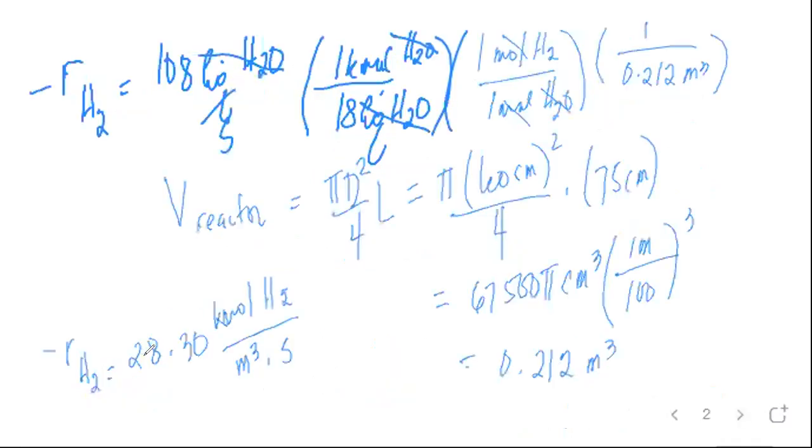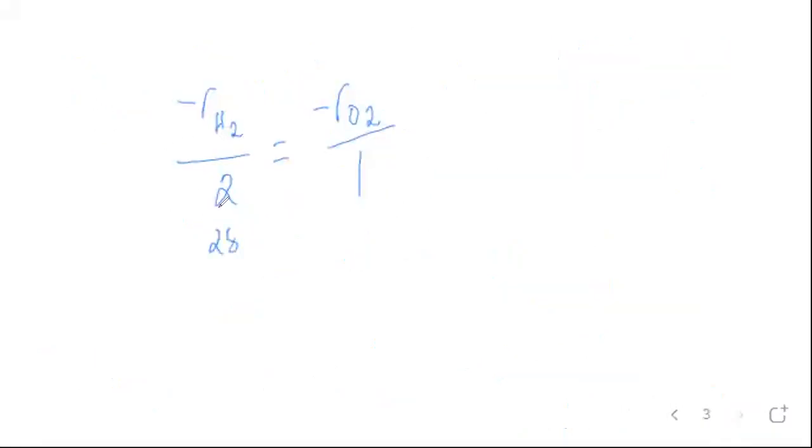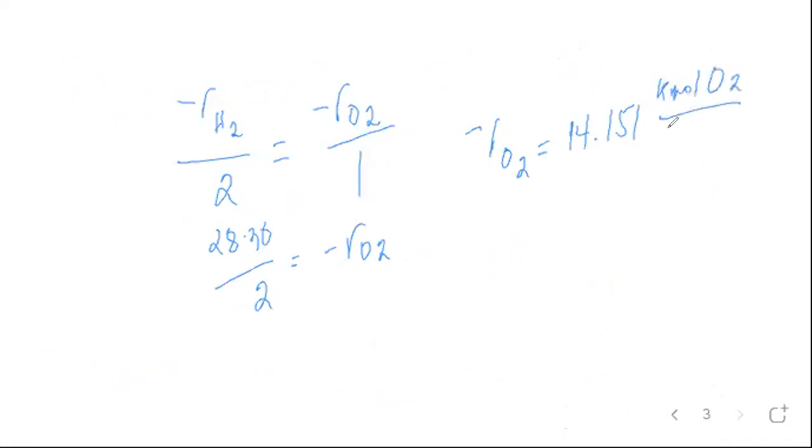So your answer here, which is 28.30, all you have to do is use that in here. So 28.30 divided by 2 will give you the rate of disappearance or consumption of oxygen. So if you divide it by 2, the rate of consumption of oxygen is 14.15. Okay? And that would be kilomole O2 per cubic meter reaction mixture per second. This is your answer for this problem.